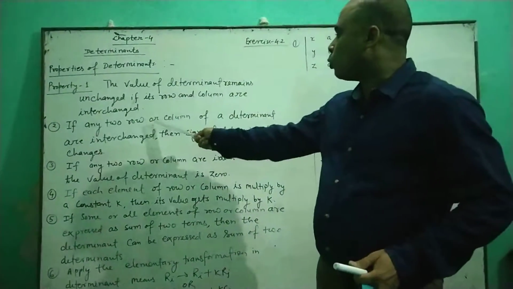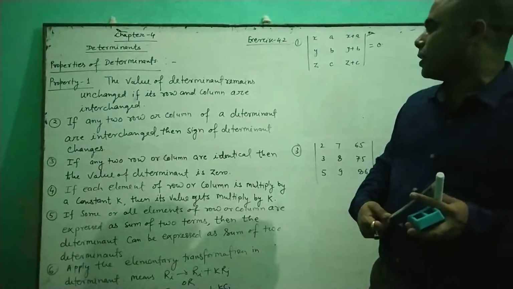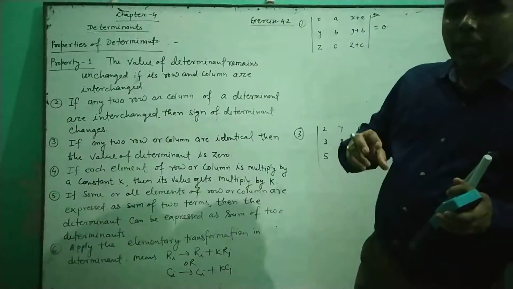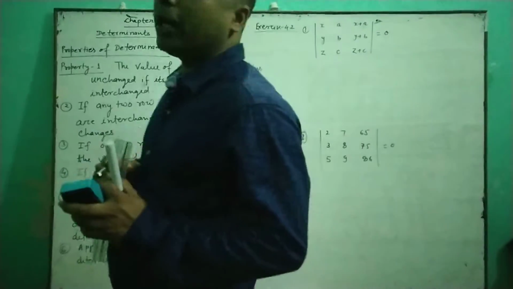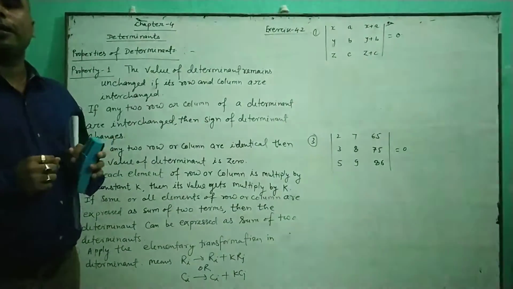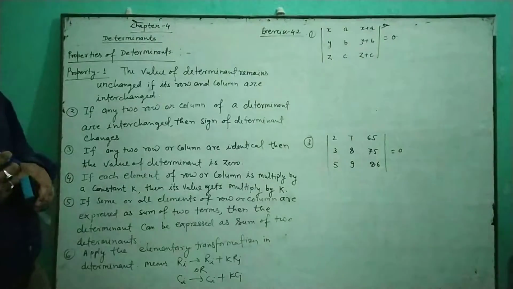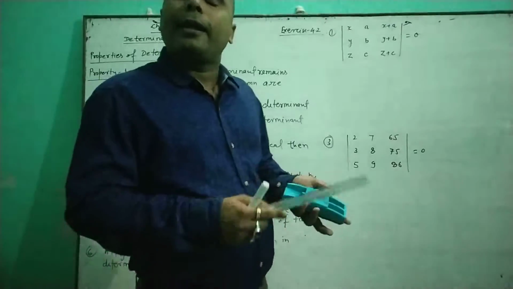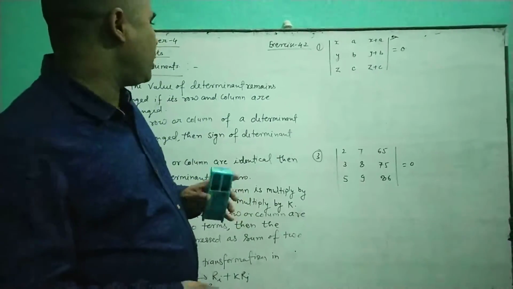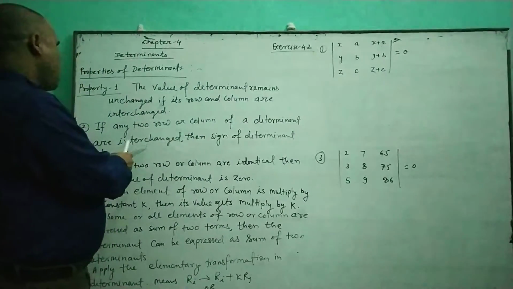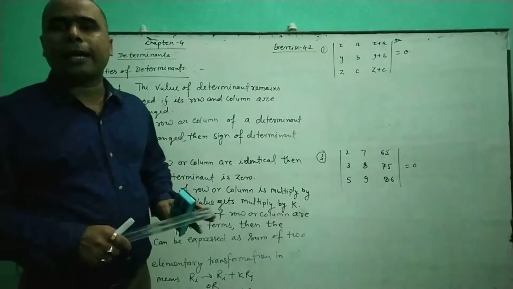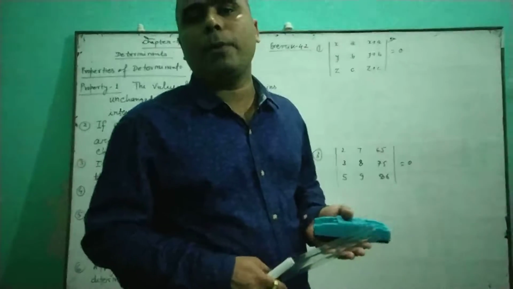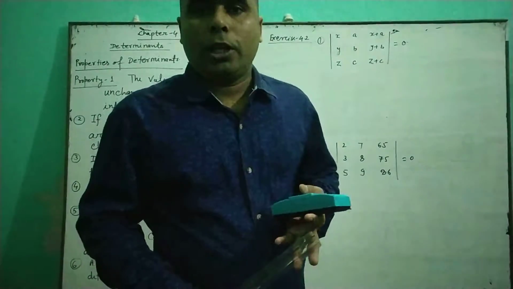If any two rows or columns of a determinant are interchanged, then the sign of the determinant changes. Suppose that any determinant is there, the value of that will be 24, and after interchanging the two rows or columns, the value of the determinant will be minus 24.